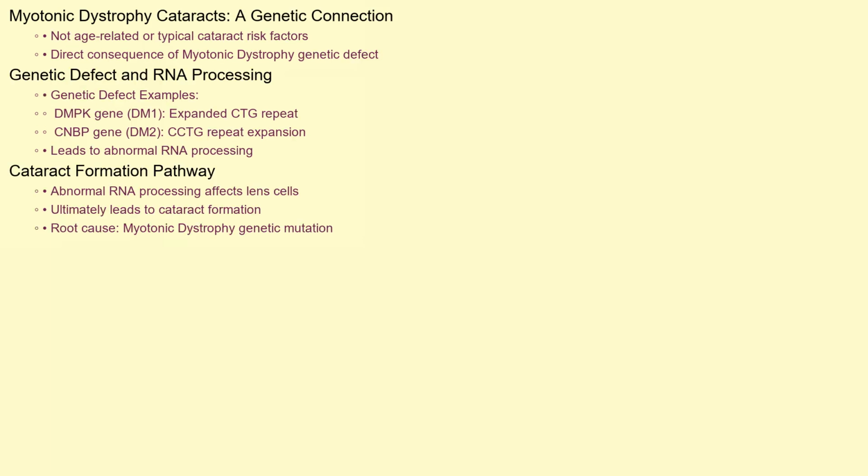Myotonic dystrophy-associated cataracts aren't directly caused by age or typical cataract risk factors. They are a direct consequence of the genetic defect responsible for myotonic dystrophy. This defect, typically an expanded CTG repeat in the DMPK gene for myotonic dystrophy type 1, or a CCTG repeat expansion in the CNBP gene for myotonic dystrophy type 2, leads to abnormal RNA processing. This abnormal RNA processing then affects various cellular processes, including those within the lens of the eye, ultimately leading to cataract formation. So, the root cause is the genetic mutation that underpins myotonic dystrophy itself.